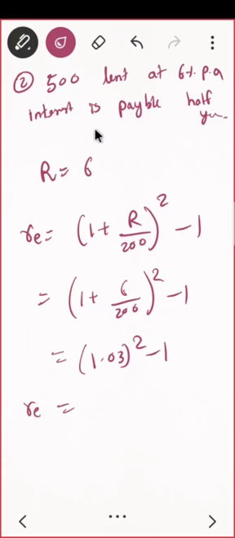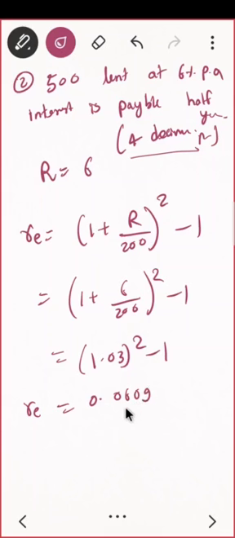See, in the question they may be mentioning up to 4 decimal places, 5 decimal places. Suppose I say 4 decimal places. Accuracy must be 4 decimal places, so you have to write up to 4 decimal places. What is 1.03 squared? It will be 1.0609, no? So it will be 0.0609, minus 1.